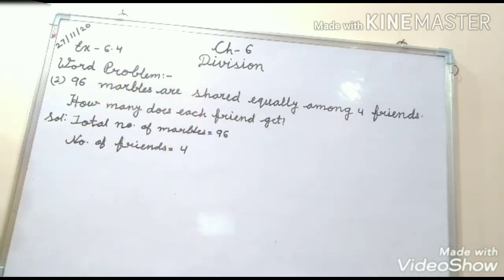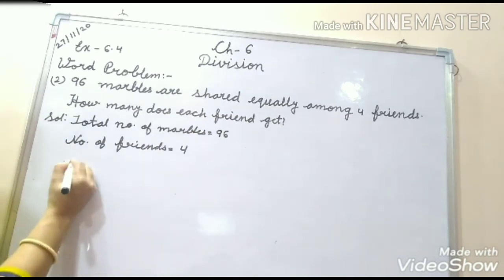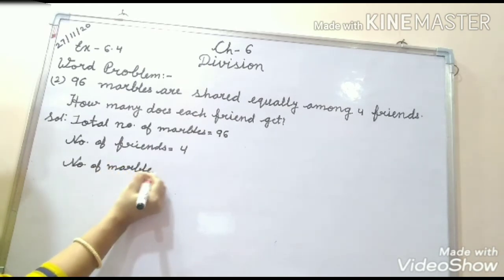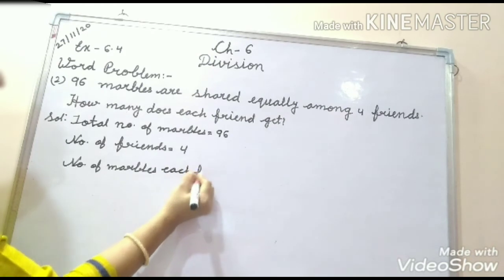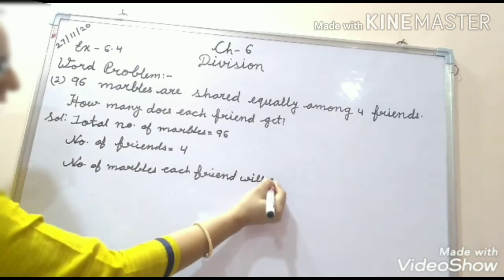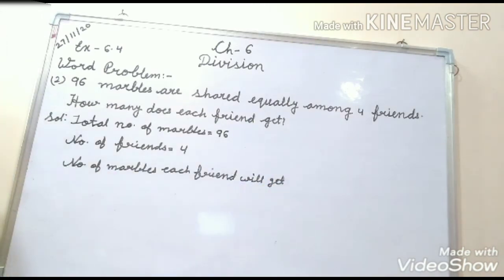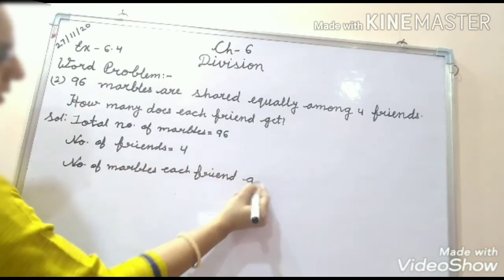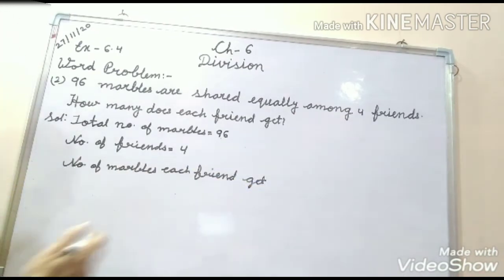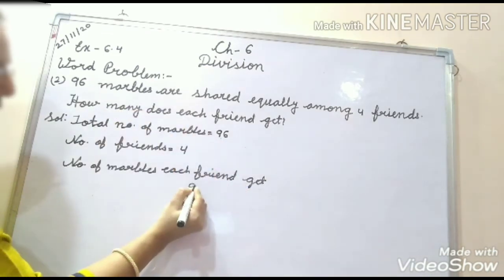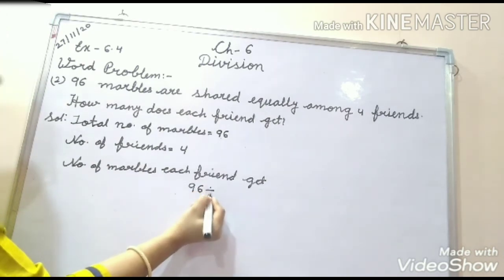So how will you write the last statement? Number of marbles each friend will get. Or you can also write: number of marbles each friend gets. Then after that, what will you write here? Total number of marbles. How many marbles are there? 96. You will write 96 first and put the sign of division here.